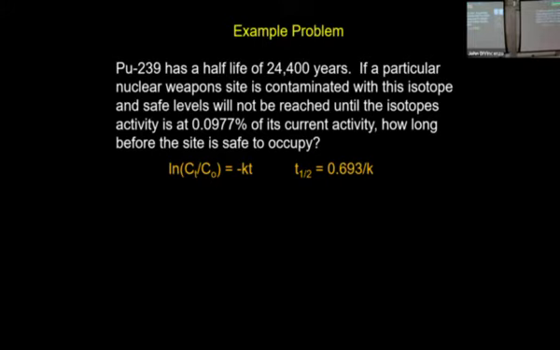If a particular nuclear weapon site is contaminated with this isotope, and safe levels will not be reached until the isotope's activity is at 0.0977% of its current activity, how long before the site is safe to occupy? A very practical question. You've got radioactive materials there. And this is what they calculated when they decided, okay, how long it will be before Chernobyl will be able to be occupied.